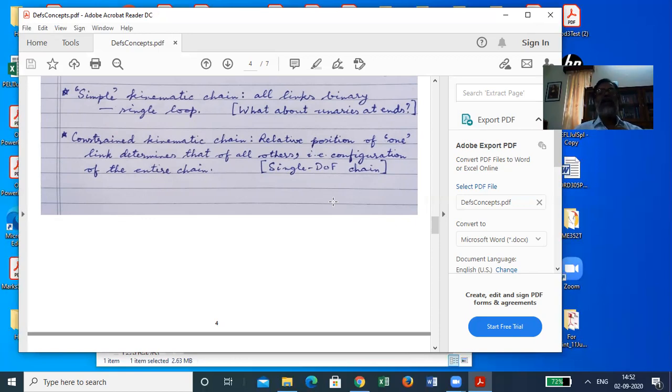Constrained in what way? Relative position of one link, just one. One link determines that of all others. That is the configuration of the entire chain. That is, if you specify one relative motion, between link 2 and link 1, or some such pair, then that itself will determine all the corresponding relative motions. That was classically defined as a constrained kinematic chain.